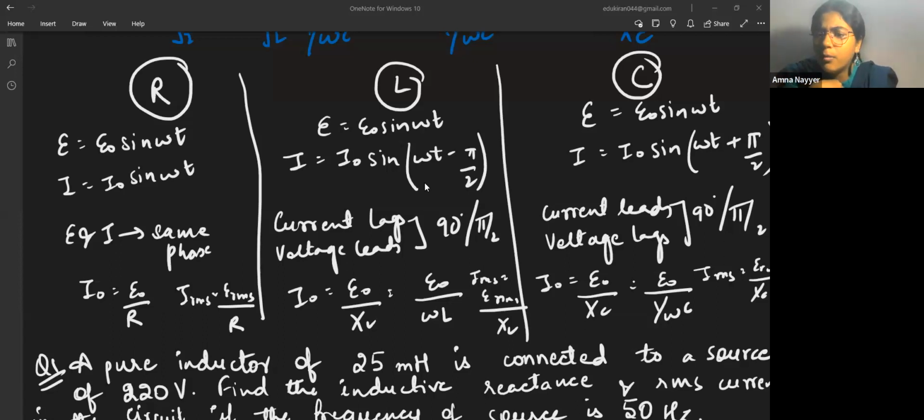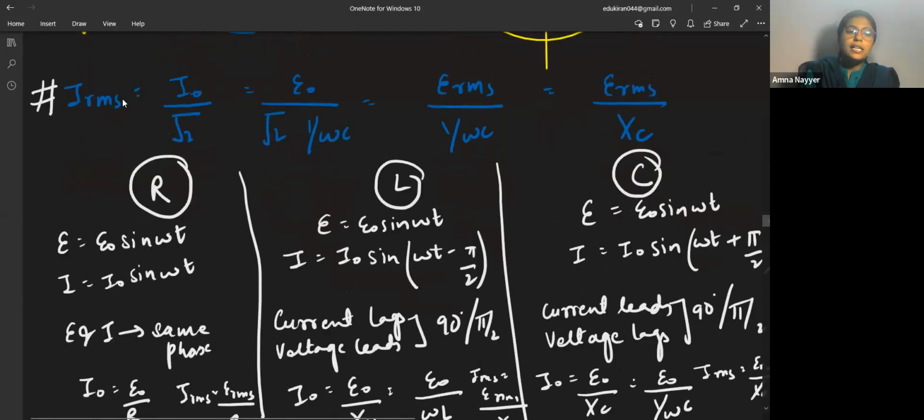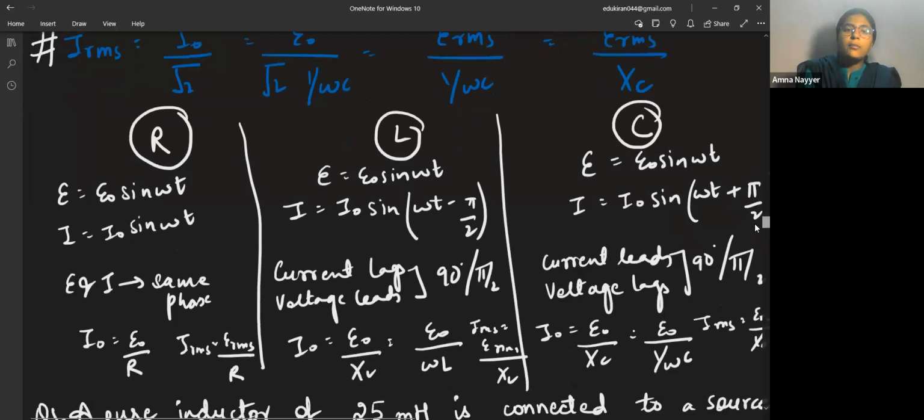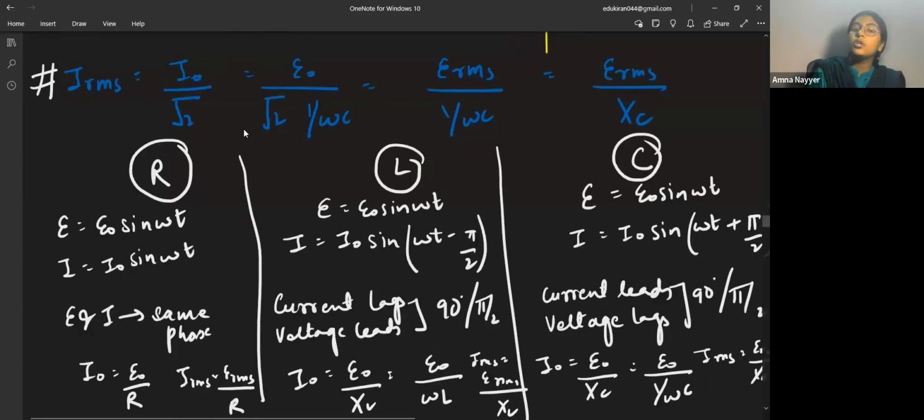Like if I remember current lags by 90 degrees, so minus pi by 2. Here it's leading, so plus pi by 2. Remember one thing, so that it is helpful. Now here we talk about capacitive reactance, which is 1 by omega C. So do one thing, just note down this part. When we say I is equal to I naught by root 2, I naught's value for every circuit you can write, like E naught by 1 by omega C, E naught by omega L, like this you can write every time, depending upon whatever is asked.